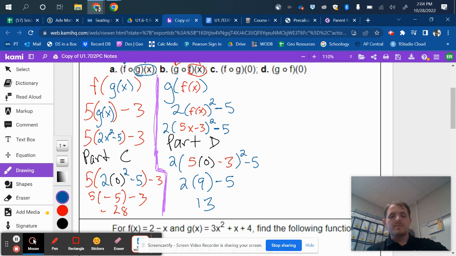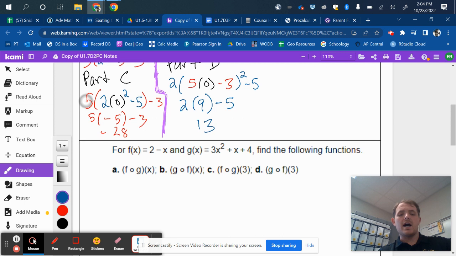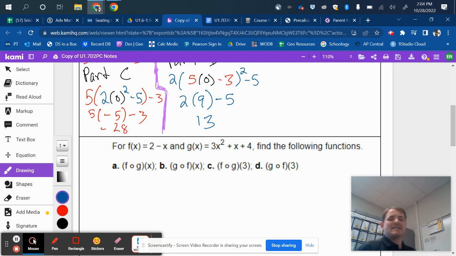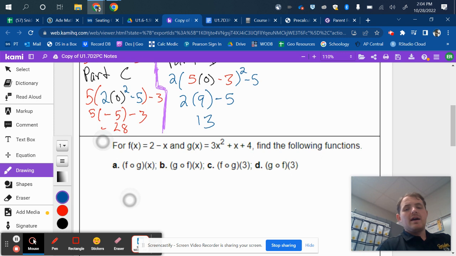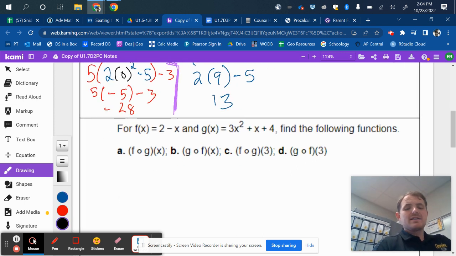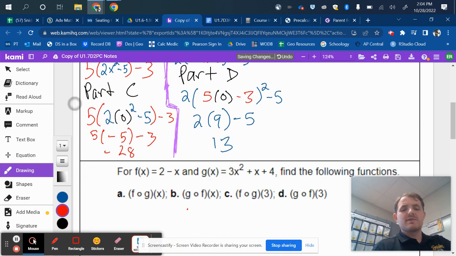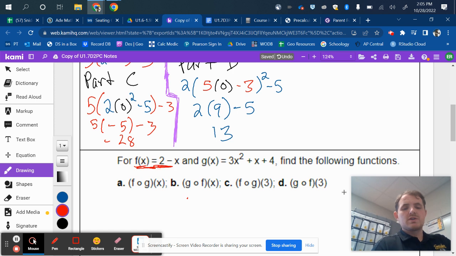Okay. For the next part, I'm going to do part B and D, and I want you to try part A with your partners. So for part B, I'm going to rewrite this thing as G. What color is that? F was red, and G was blue. So I'm taking f of x and plugging it into G. If I'm going to rewrite this, I'm going to write it as G of f of x.